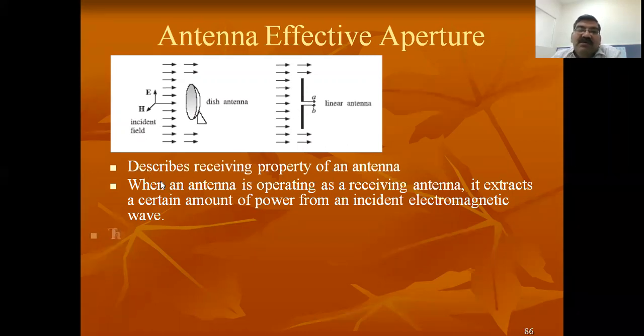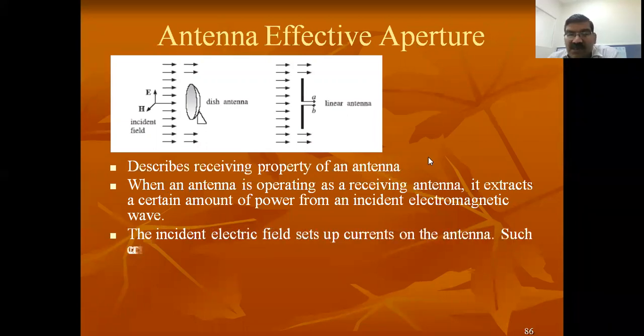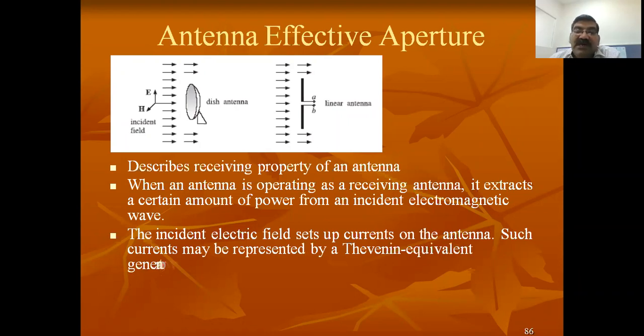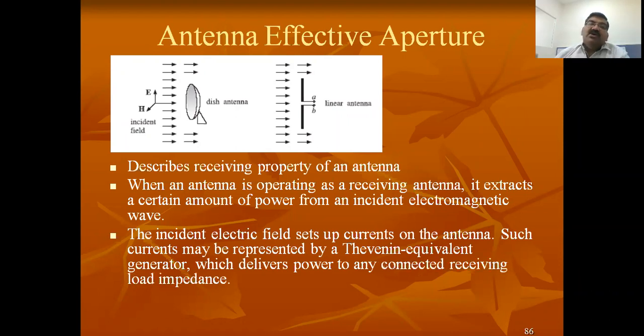So what describes the receiving property of an antenna? That is what we are mainly considering with the effective aperture. Some properties are easy to understand for a transmitting antenna, like the impedance we took from the transmitting antenna, and some properties are easier to understand from the receiving antenna. But it is the same for both receiving and transmitting. It describes how good the antenna is at receiving the electromagnetic wave. When an antenna is operating as a receiving antenna, it extracts a certain amount of power from the incident electromagnetic field.